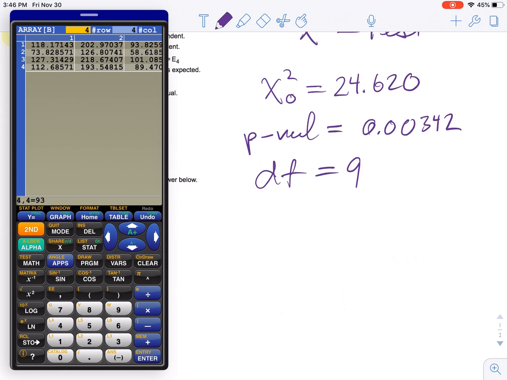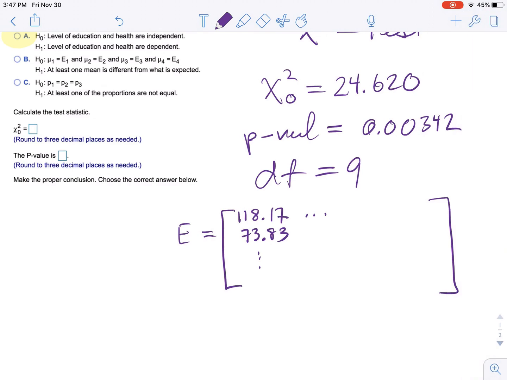So I do ask for the expected. What are all these expected values? 118.17, 73.83, and so forth. You can fill all those out. That's how you find those expected values.